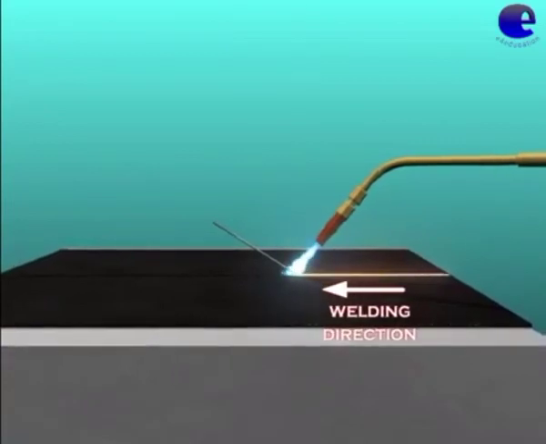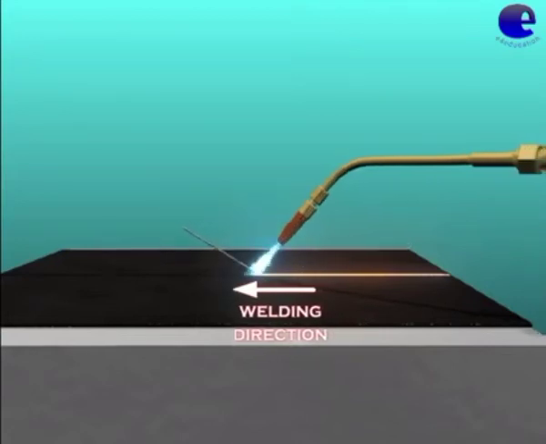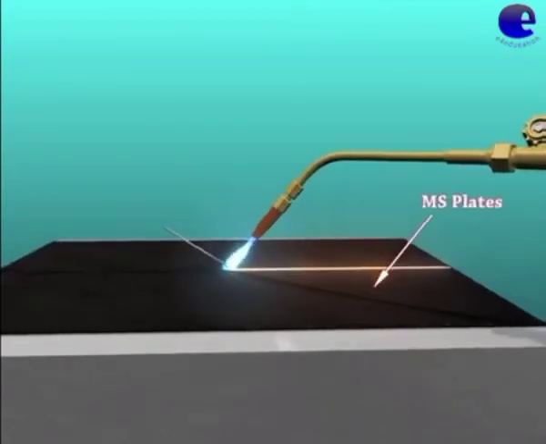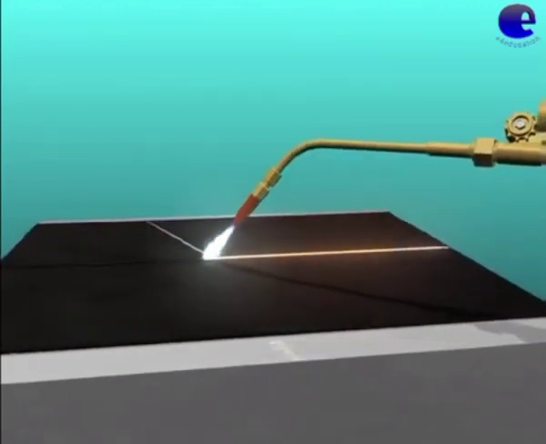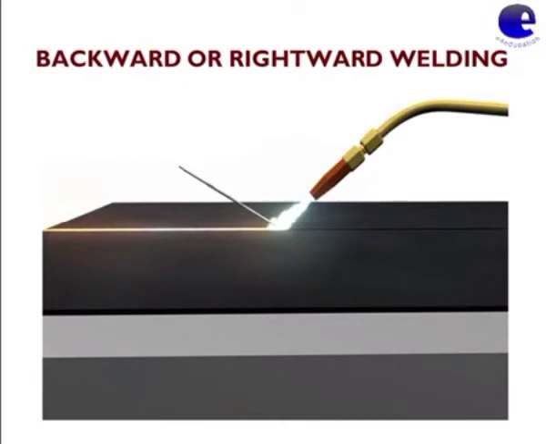Welding direction. In this welding, the torch flame moves from right to left. Filler rod makes an angle of 30 to 40 degree. Torch makes an angle of 60 to 70 degree. This technique is suitable for MS plates up to 5 mm thick and also used for cast iron and non-ferrous metals.